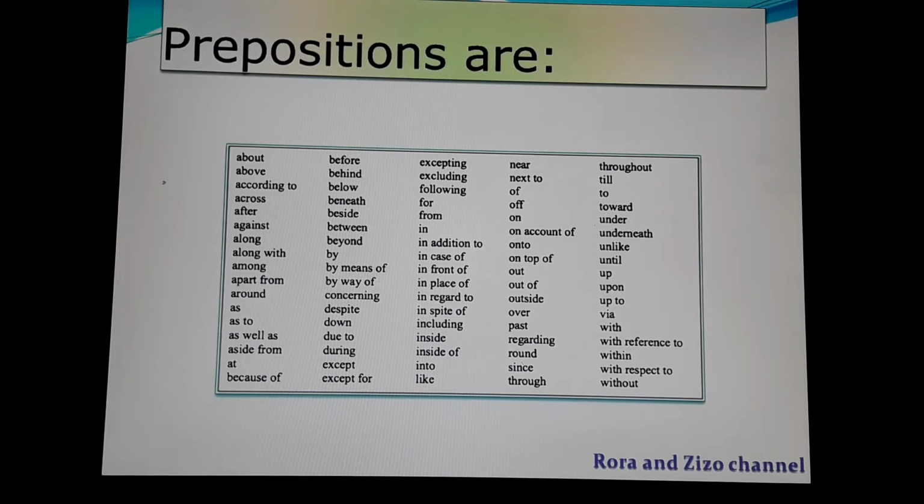Prepositions are about, above, according to, across, after, against, along, along with, among, apart from, around, as to, as well as, aside from, at, because of, before, behind, below, beneath, beside, between, beyond, by means of, by way of, considering, despite, down, due to, during, except for, and many more.